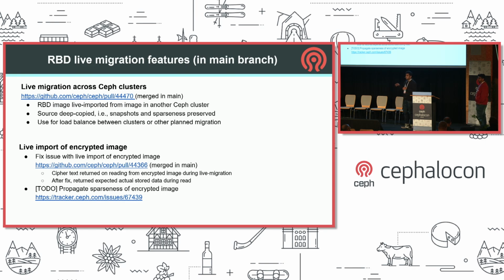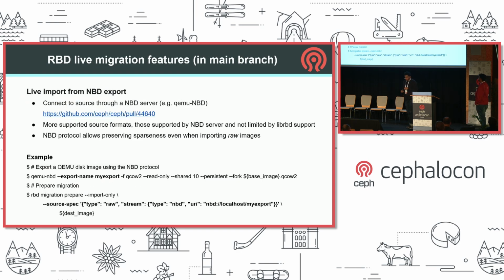There's still work to do, where we haven't fixed the issue with preserving sparseness when we import from an encrypted image. Okay, we also introduced a feature that allows us to live import from an NBD export. So basically, you can import from an external source through an NBD server.